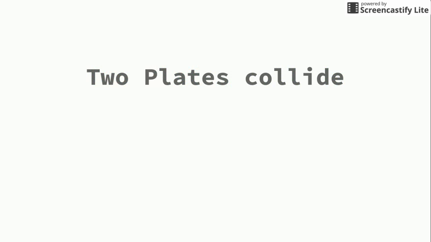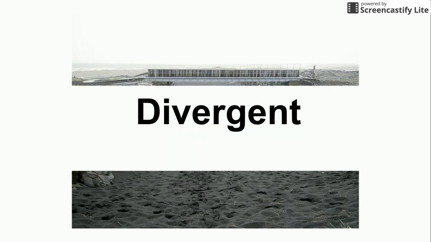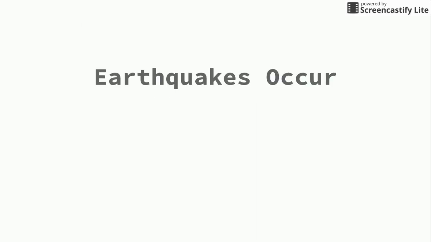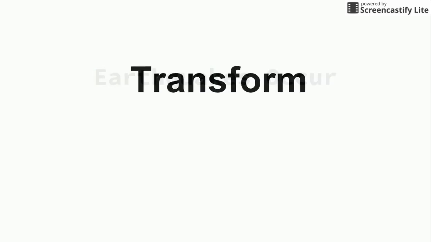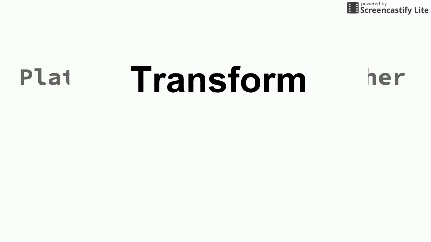So when 2 plates collide, what type of boundary is this? Convergent. This is a picture of 2 plates. Divergent boundary. This is where earthquakes occur most often. Transform boundary. Plates that slip past each other. Transform boundary.